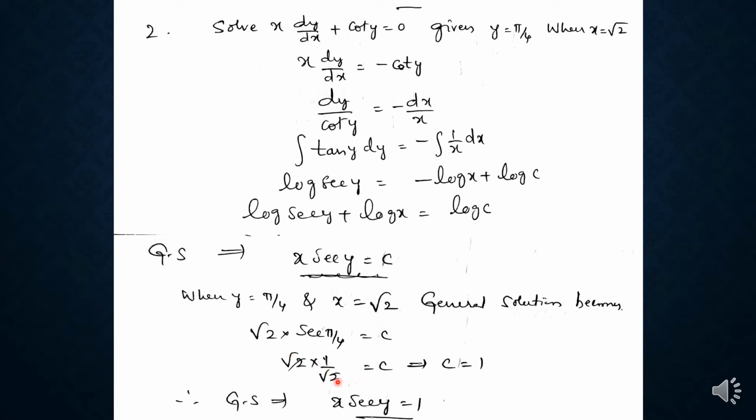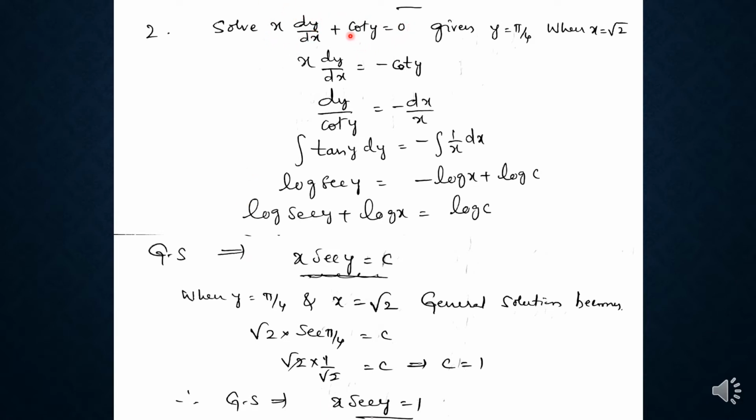So by the cancellation of root 2 here, 1 is equal to c, that is c is equal to 1. So the constant value is 1. So by substituting the value of c in the general solution, we will get x secant y is equal to 1. So this is the general solution to the given differential equation x dy by dx plus cot y is equal to 0.